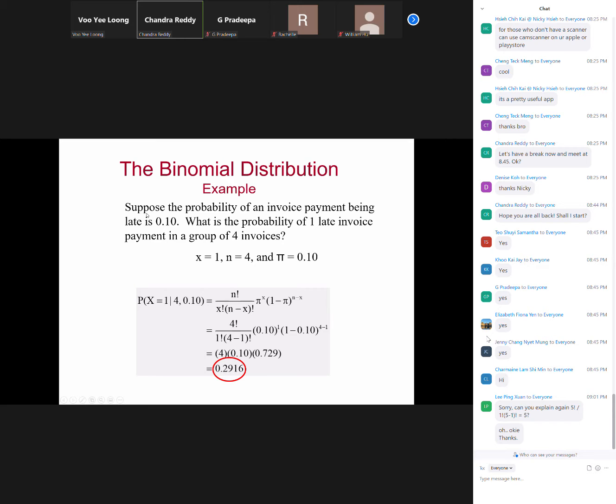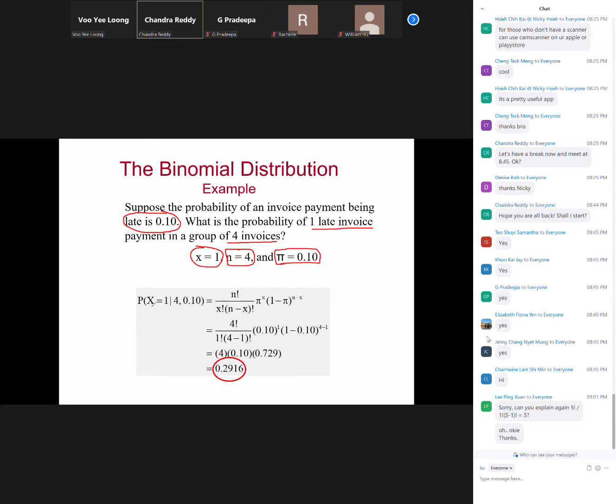Now this example reads: if the probability of an invoice payment being late is 0.10, so the probability of an invoice getting late is 0.1, what is the probability of one late invoice payment in a group of 4 invoices? Here n is the number of trials, 4 invoices. X refers to one late invoice, so X is 1. And the probability pi is given as 0.10. So now we have all the information to calculate the binomial probability.